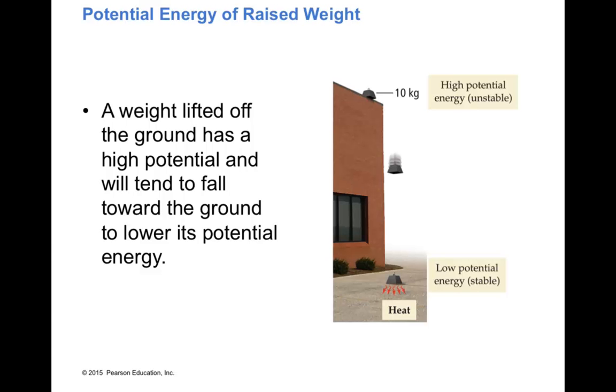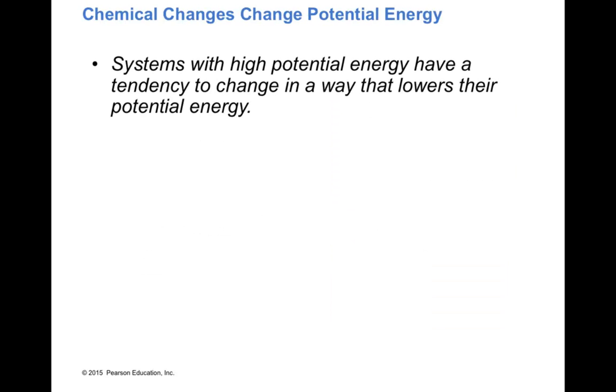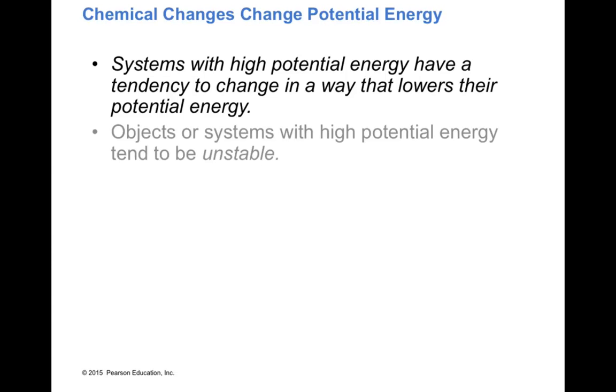For this reason, objects or systems with high potential energy tend to be unstable. A weight lifted several meters from the ground is unstable because it contains a significant amount of localized potential energy. Unless restrained, the weight will fall, lowering its potential energy. So, from a chemical perspective, systems with high potential energy have a tendency to change in a way that lowers their potential energy.